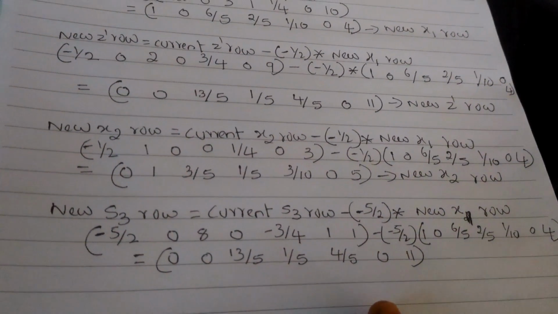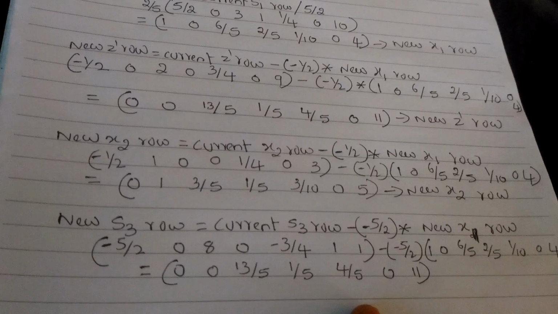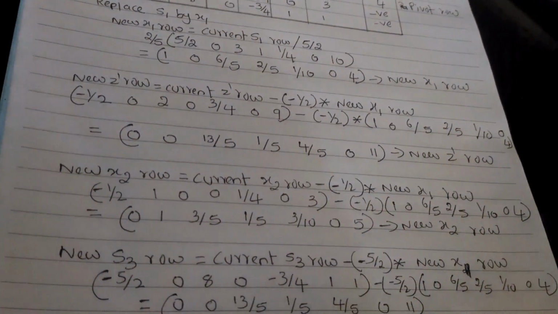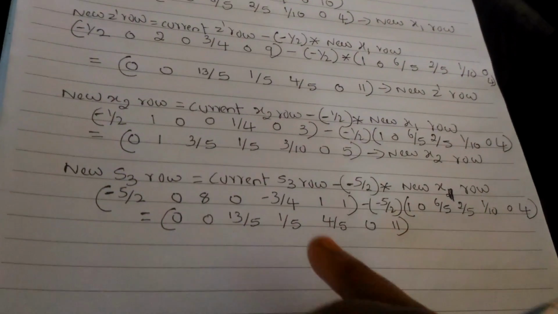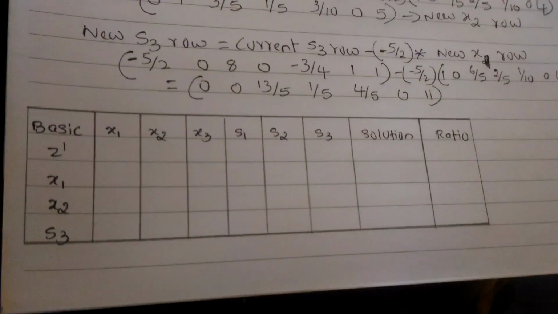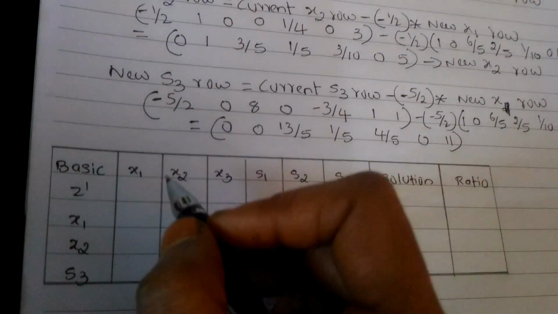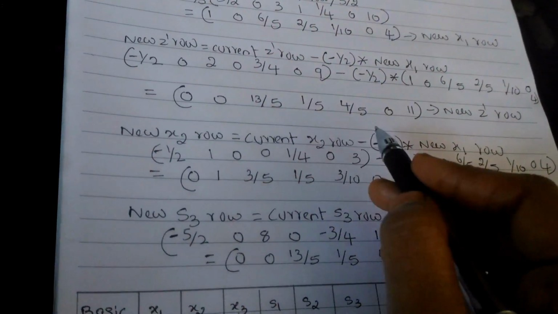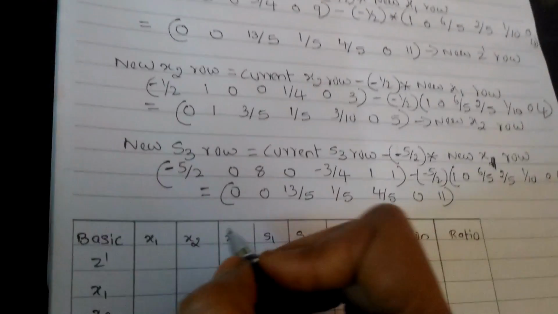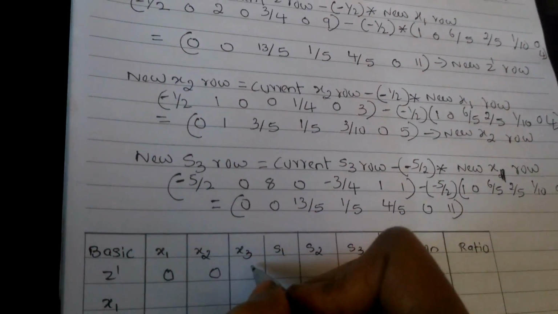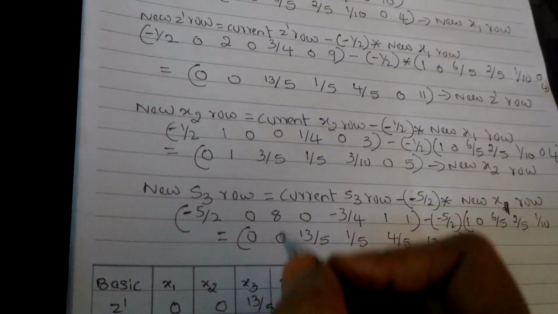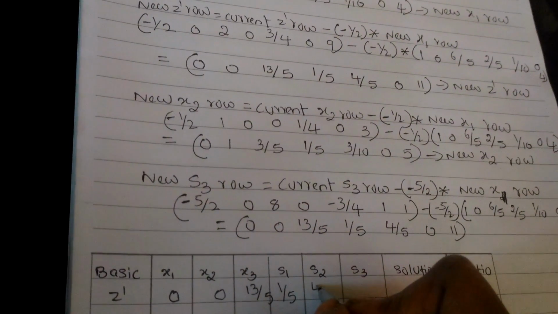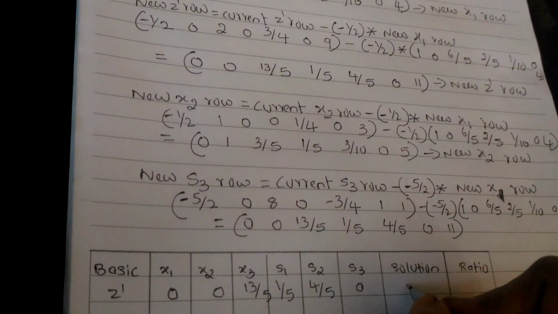So with this we end the second iteration. At the end of the second iteration, plot all these new values for the existing rows into a table and check if this has reached the solution. Now this is the table for the end of the second iteration. Plot all the values of the new z complement row. The values of this new z complement row are 0, 0, 13 by 5, 1 by 5, 4 divided by 5, 0 and 11.